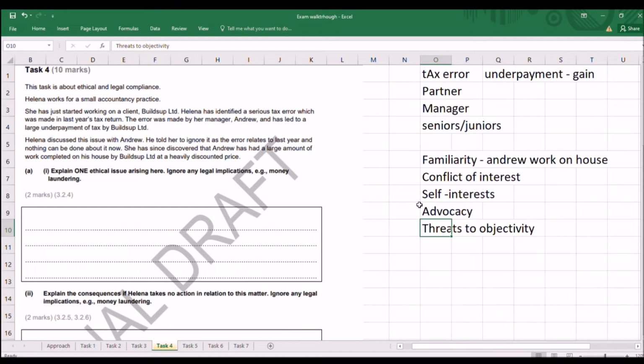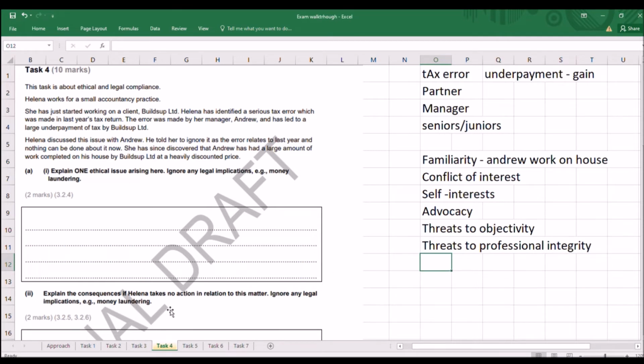Okay, so there's the thing there, and all of those ones are a threat to the objectivity, and they're also a threat to the integrity, aren't they, as well? Threats to professional integrity. Okie dokie. So that's where we are so far.